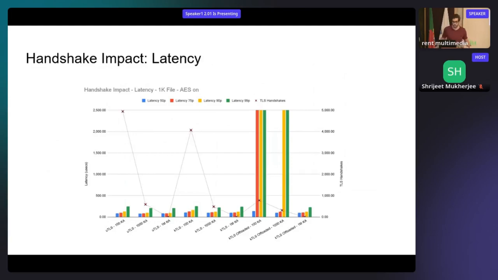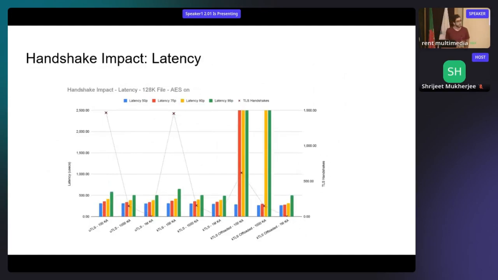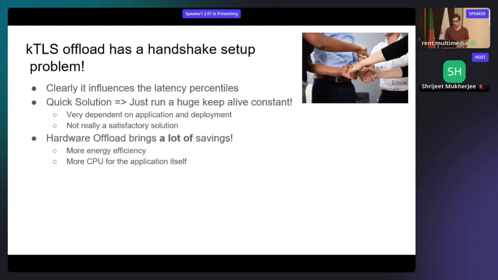So as we decrease the number of TLS handshakes, the latency got much, much better. But the same effect is not observed on the other implementations. This also happens for file sizes which are bigger than 1K. So this led us to conclude that KTLS offload especially has a handshake setup problem. And the number of socket setups clearly influences the latency percentiles for KTLS offload.